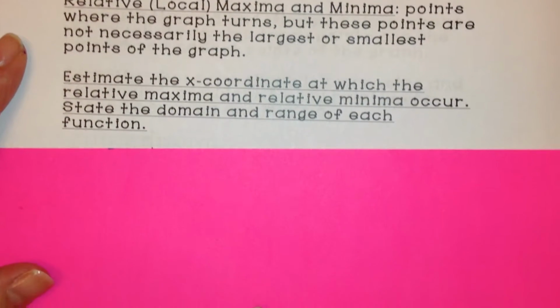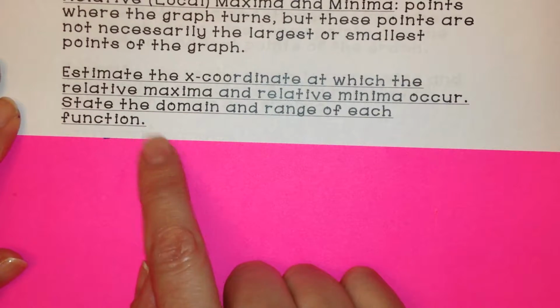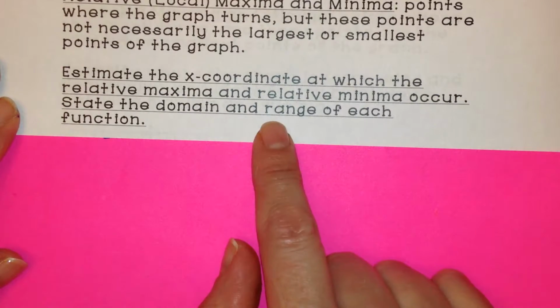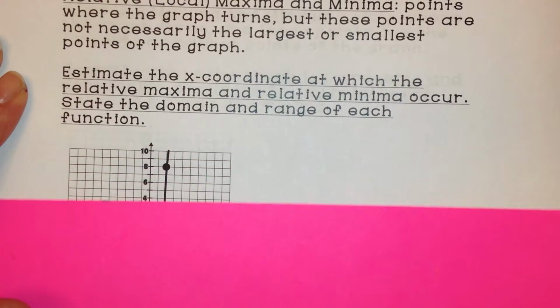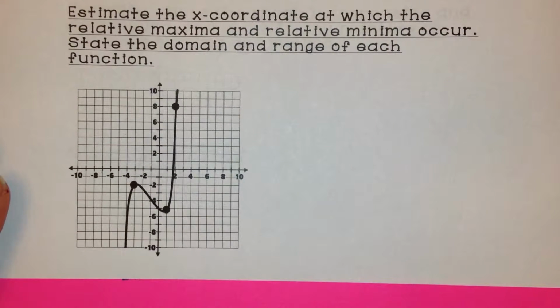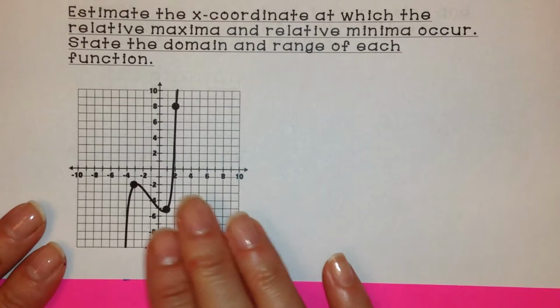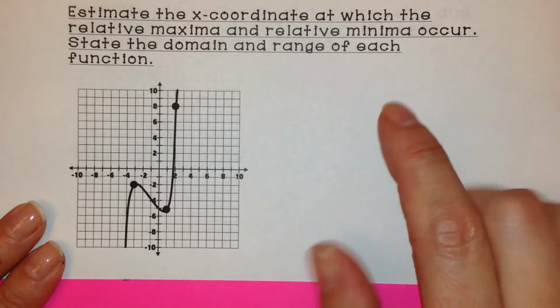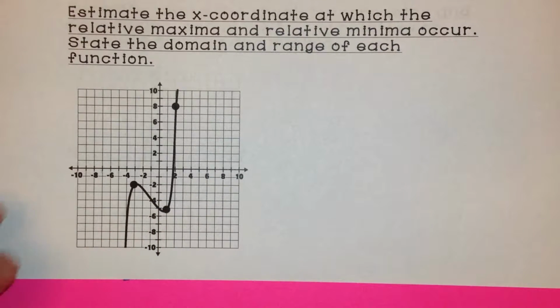All right, so we're going to estimate the x-coordinate at which the relative maxima and relative minima occur. We're also going to state the domain and range of each function. So remember, domain's the x values, range is the y values, and we're just looking at their long-run behavior. All right, so here we're just given a graph. If you're given a function, plug x-coordinates in, create a table, and then just graph the points that you get on a coordinate grid, and you'll be able to identify the relative maxima and minima, and you'll also be able to see what it looks like, so what's happening with domain and range.